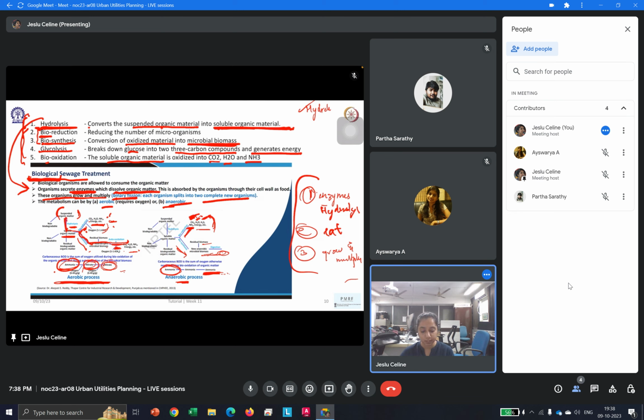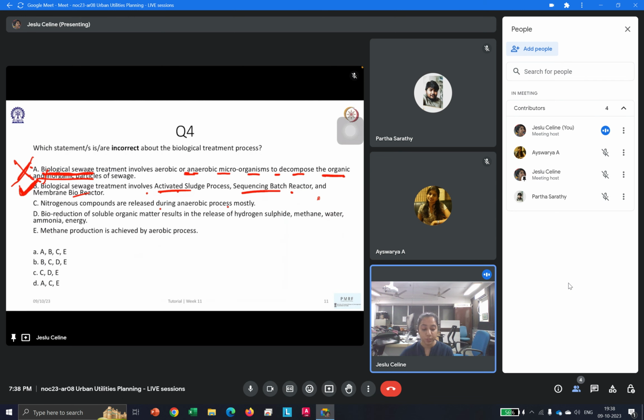So is this statement correct? Nitrogenous compounds are released during anaerobic, which means mostly is also there, which means it's mainly nitrogenous compounds. Is it mainly nitrogenous compounds? No. So this is a wrong answer. It's not mainly nitrogenous; you have other compounds. Had this been aerobic, then okay, it makes sense. But this is anaerobic. So for anaerobic, it is not.